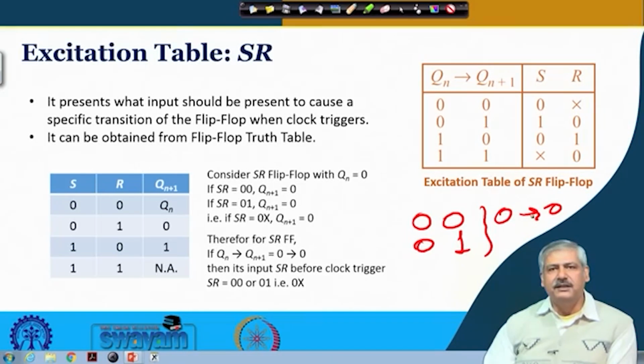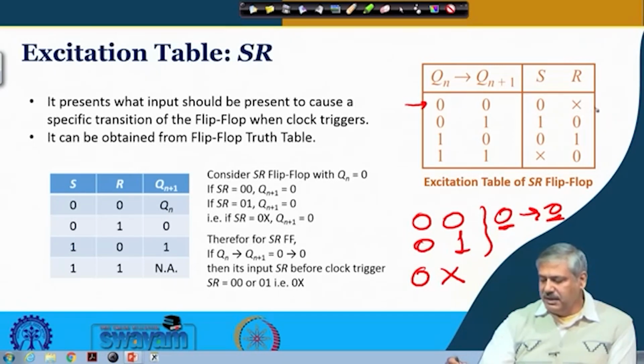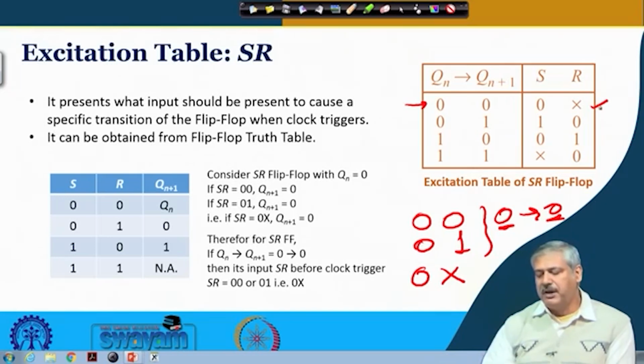And how can we represent it in a more compact form? We can write this as 0x. X stands for don't care. So that means S needs to be 0 and R could be either 0 or 1, for which, if the previous value was 0, the next value for sure will be 0. This is what comes as an entry into the excitation table. So for 0 to 0, the input required is 0 0 or 0 1, in more compact form 0x. Is it okay?